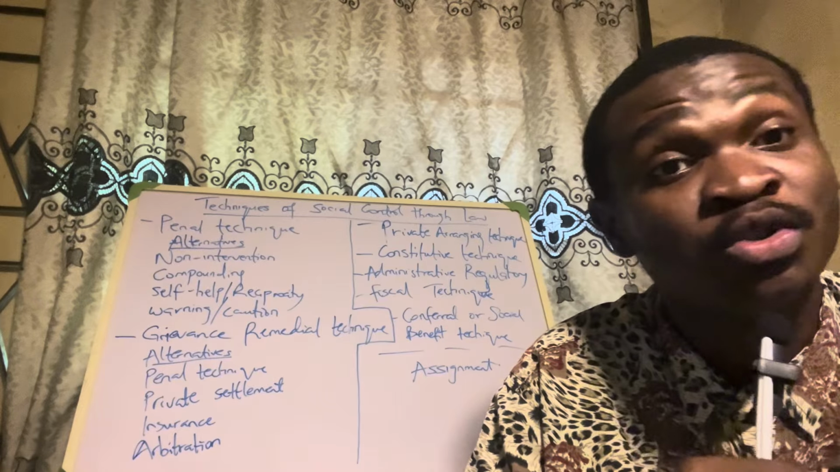But before we go into the techniques, because the techniques are already on the board, we have the penal techniques, we have the grievance remedial technique, we have the private arranging technique, constitutive technique, administrative regulatory technique, and fiscal technique. Then we have the conferral or social benefit technique. Now, before we even look at all these techniques, I forgot to mention the penal technique and the grievance remedial technique all have alternatives in case it doesn't work, or what you can resort to instead of using penal and grievance remedial. But before we go into this, I want you to understand this thing very well.